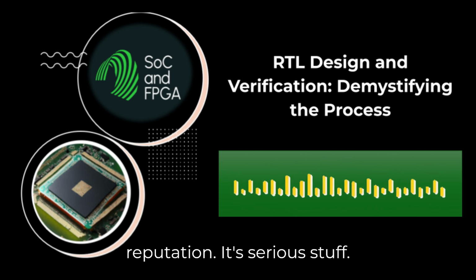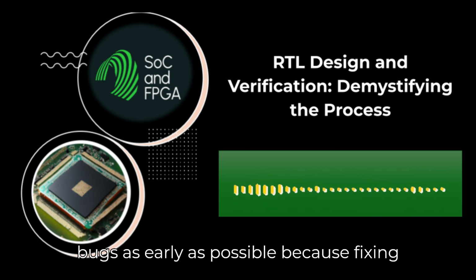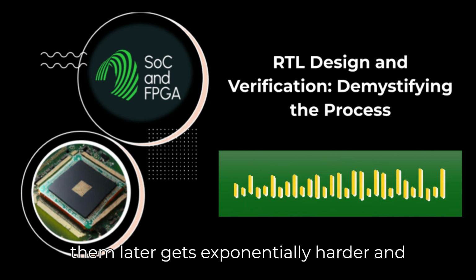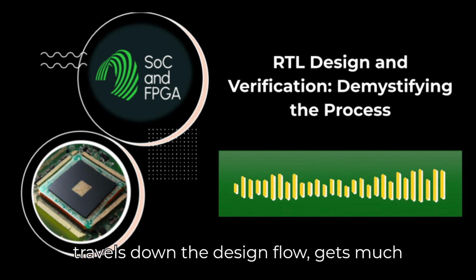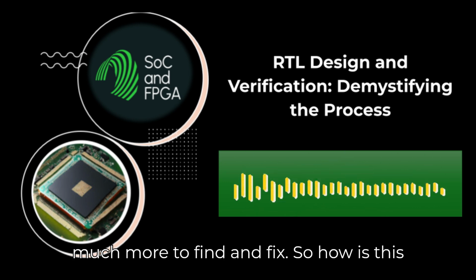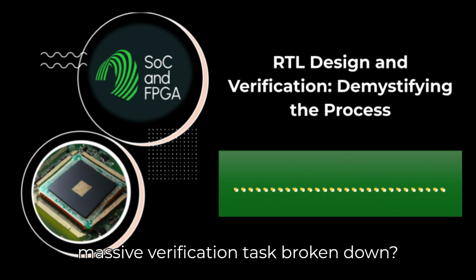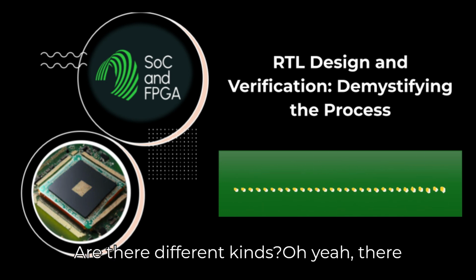It's serious stuff. That's why the industry mantra is find bugs as early as possible. Because fixing them later gets exponentially harder and costlier. Exponentially. Every step a bug travels down the design flow gets much harder, it takes much longer, and costs much more to find and fix. So how is this massive verification task broken down? Are there different kinds? Oh yeah, there are several layers.